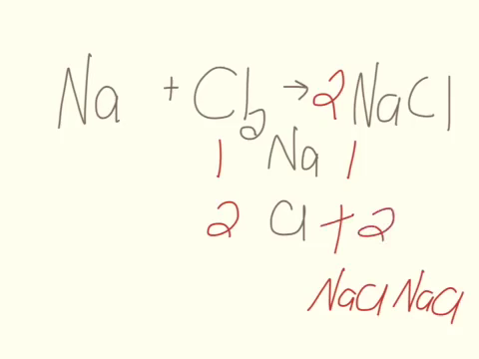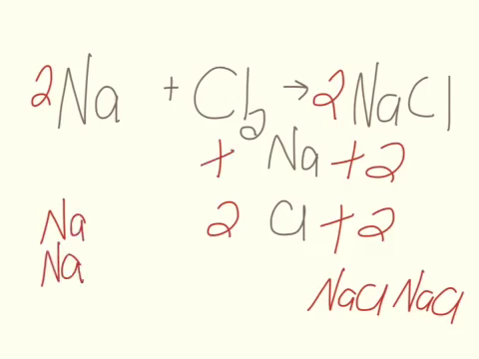That gives me 2 chlorines, but it also gives me 2 sodiums. So I need to come back to the other side and put a 2 in front of sodium, because that now means that I have 2 Nas. 2 sodiums before, 2 sodiums after, 2 chlorines before, 2 chlorines after. This is a balanced equation.